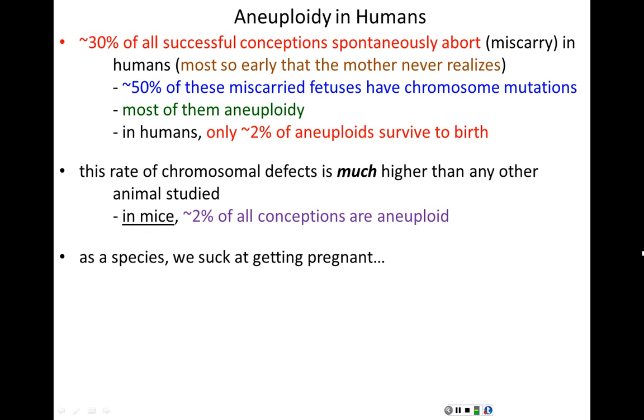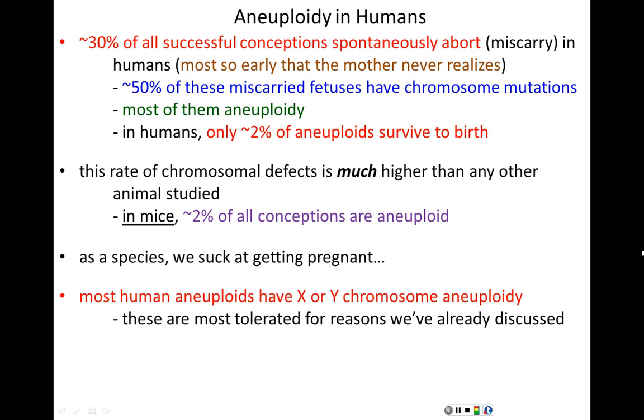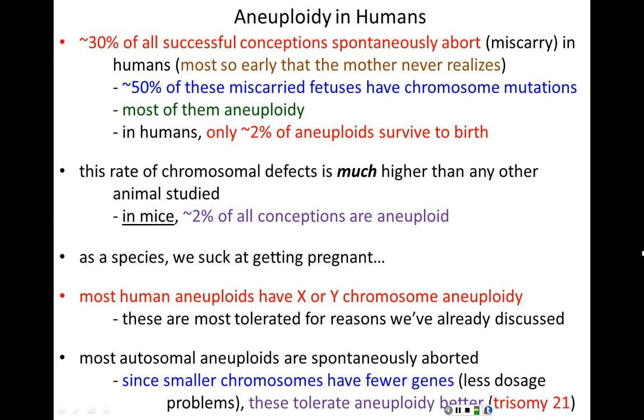We're really, really too complex for our own good, and we've gotten so many genes and chromosomes doing so much that we're just not very good at efficiently separating them into gametes. Most human aneuploids are suffering from X or Y chromosome aneuploidy for obvious reasons, because these are the most tolerated, these have the least symptoms, and so obviously these are going to be the most viable. I already said it, but most autosomal aneuploids are spontaneously aborted.